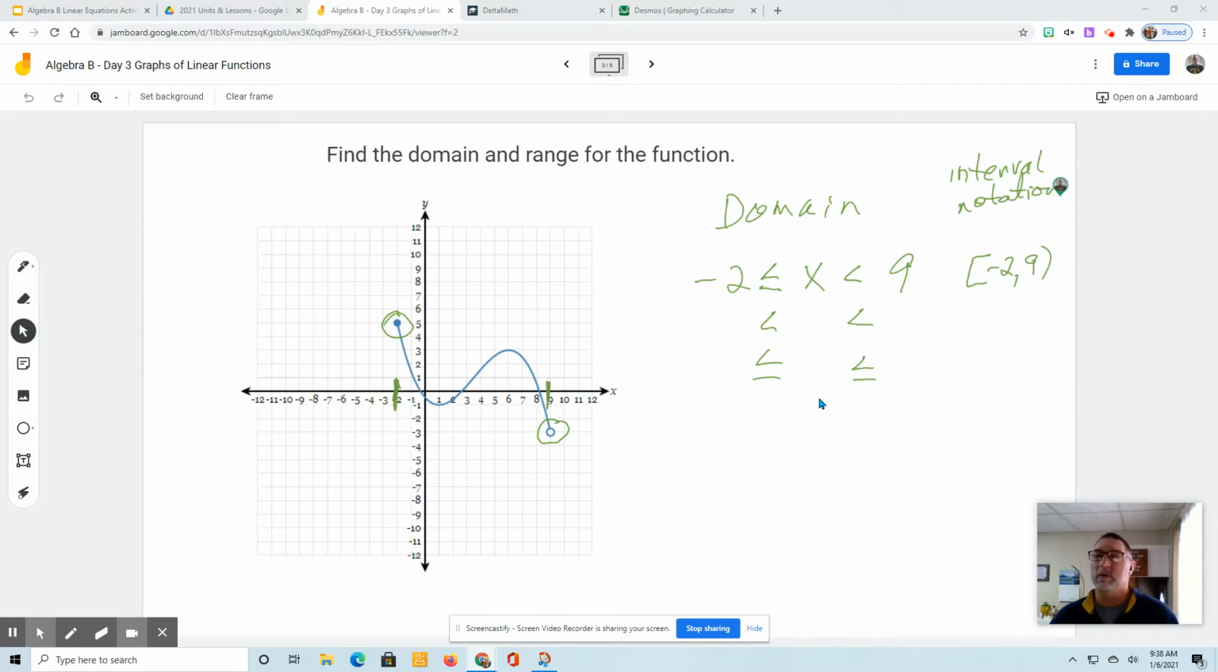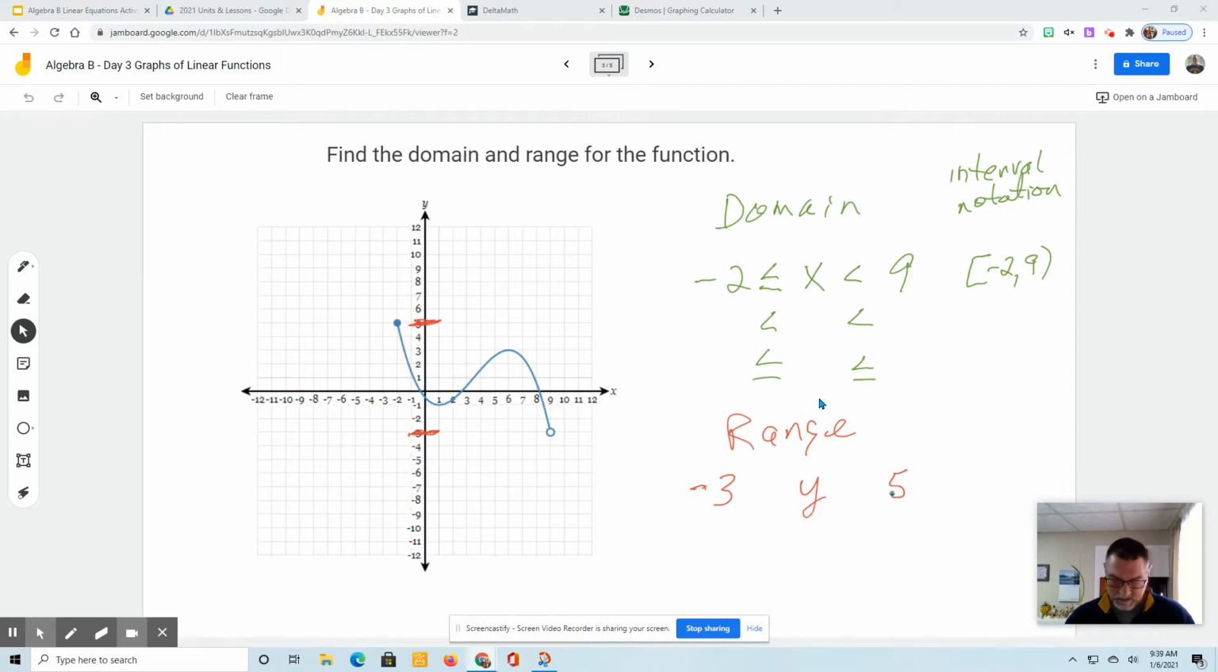Interval notation. Okay, so let's look at range then. So we'll get rid of these and change our color. So let's go to red. All right, so range, we're looking at the lowest value. How low does the graph go on the y-axis to how high does it go on the y-axis? All right, so for range, we're using y. So the lowest spot is -3, so we'll put -3 on the left. And the highest point is 5, so I'm going to put 5 on the right.